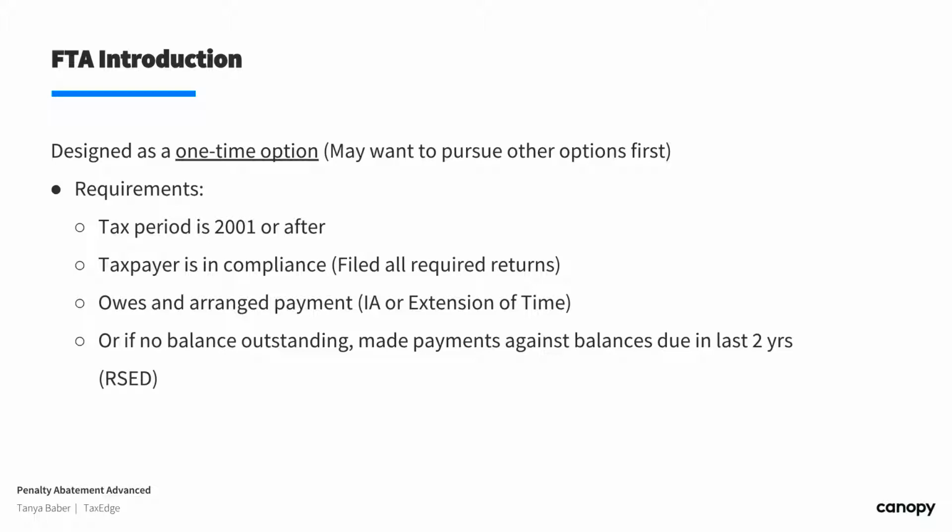And if there's not a balance owing, okay, maybe you have a taxpayer that doesn't owe anything. The trick here is, have they made any payments against any balances in the past 2 years? If they haven't made any payments against any balances in the past 2 years, don't request this yet because there isn't anything that's going to be able to be refunded. That's what RSED means, is refund statute expiration date. You have to have made payments in the past 2 years in order to have a refund eligible. So make sure there's enough of that RSED available to cover any of this penalty you're requesting back.